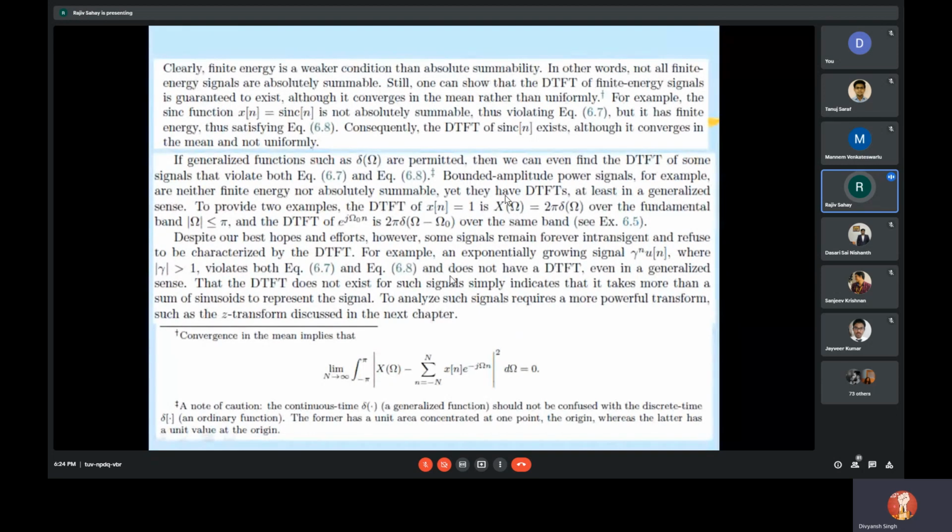So how do we analyze such kind of signals? We will look at another kind of transform, which is the Z transform. That will be covered in the next chapter. Using the Z transform, we can analyze growing exponentials also. So we can take the Z transform of such a signal and then see what happens.